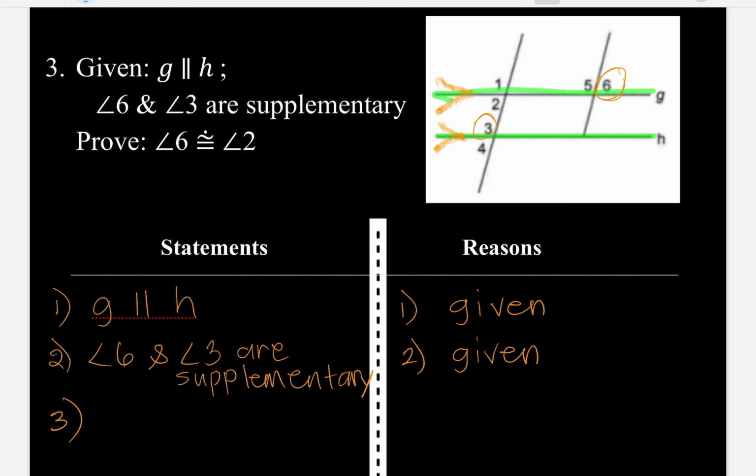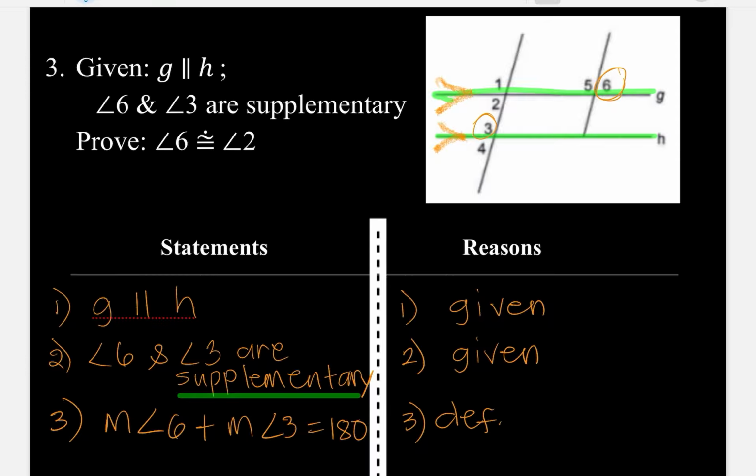And we can say that measure of angle 6 plus measure of angle 3 is equal to 180 using statement number 2. And the reason for this is because the word supplementary is introduced. Therefore, we are going to write definition of supplementary.